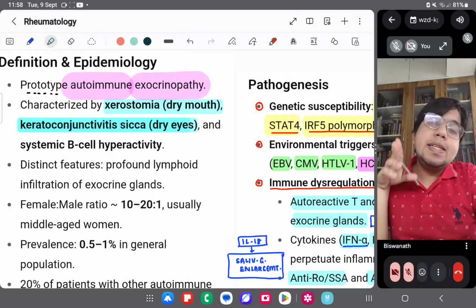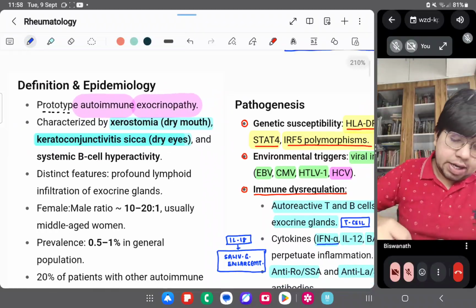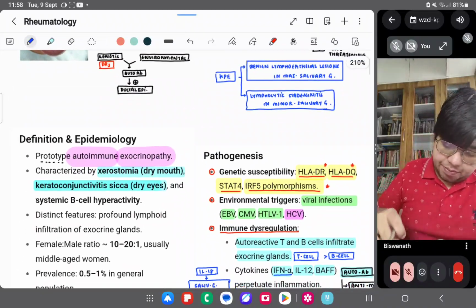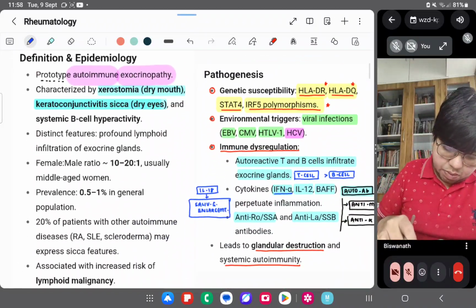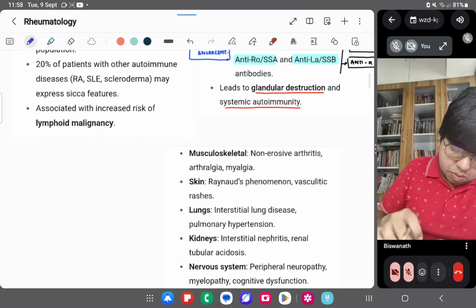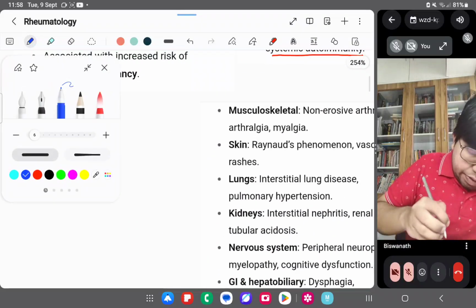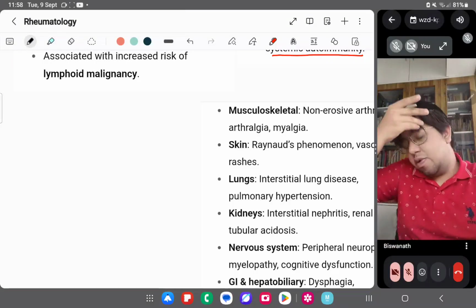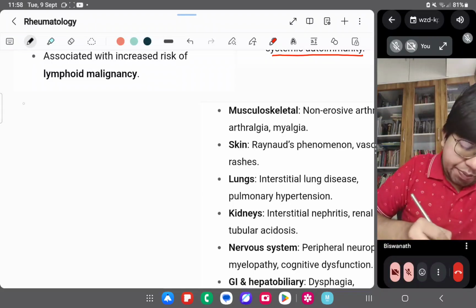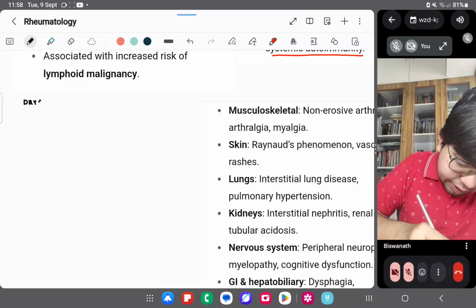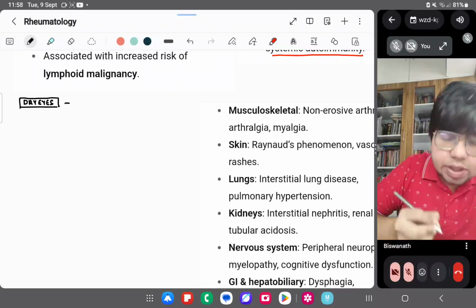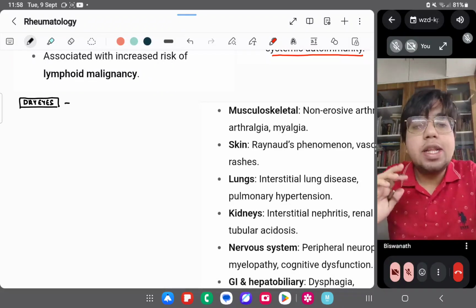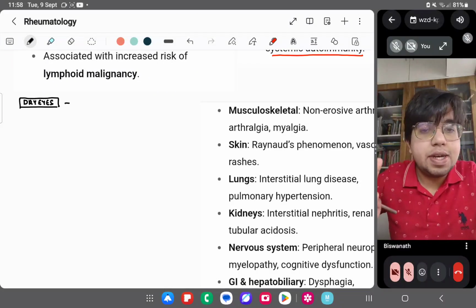It is associated with, let us write here. These are the lines of Harrison which I have brought so that I don't leave anything in discussion. So this is the most complete video of Sjogren's, I guess, you can get, which has all the things from Harrison's, right?